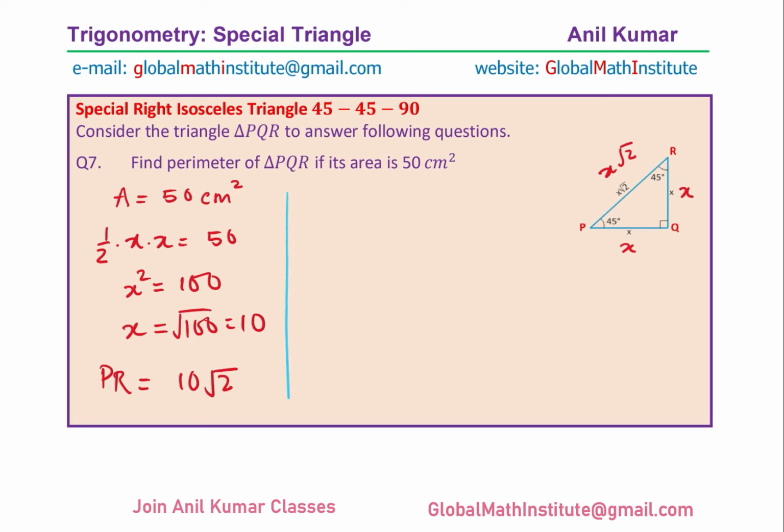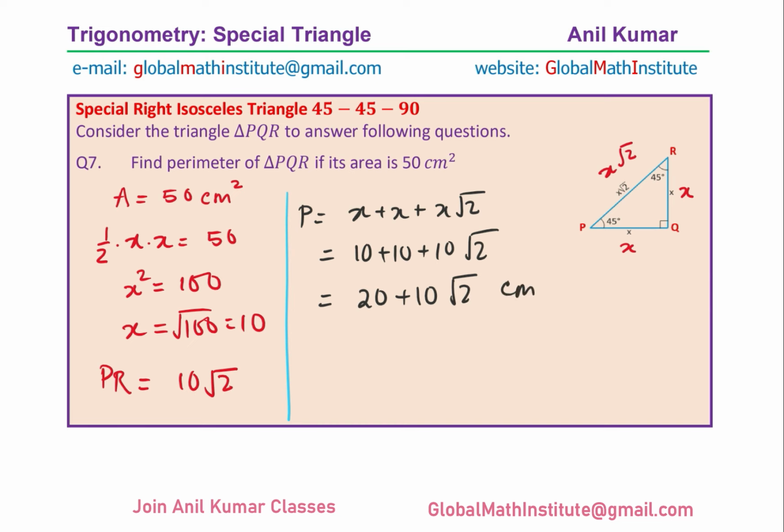So based on these calculations, we can find the perimeter easily, right? So the perimeter is the sum of all the sides, which is basically x plus x plus x square root 2. Or in this case, x is 10, so 10 plus 10 plus 10 square root 2, which is equal to 20 plus 10 square root 2 centimeters. Easily we can find this answer.